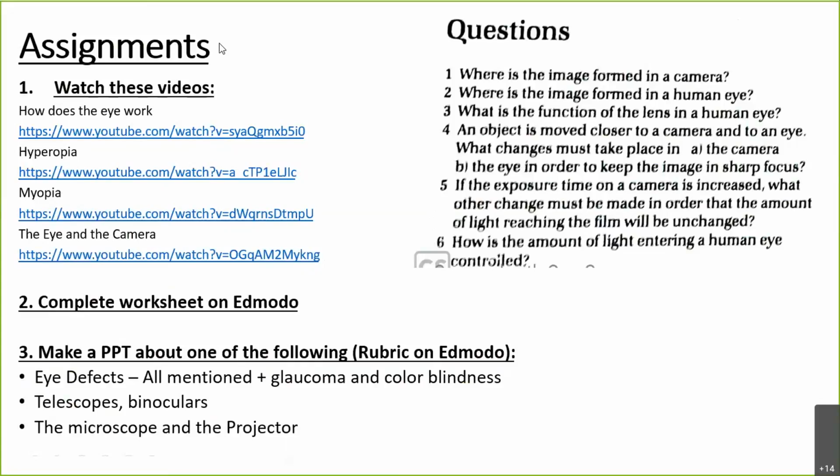Okay? So, you found some videos, and I found a couple more. So the first one is on how the eye works, and they're all nice, animated, easy to watch, no more than like 3 to 5 minutes. So you can watch one every other day or so. How does the eye work? One is on hyperopia, the other is on myopia, and then the last one is what I really want you to watch. If you don't watch any at all, please at least watch the last one about the eye and the camera. Okay? To give you some perspective, but I do want you to watch them all.